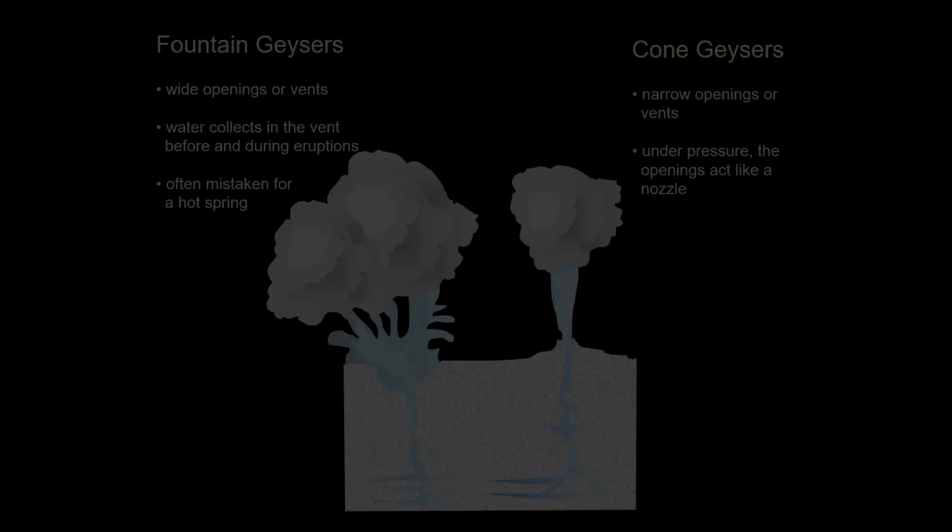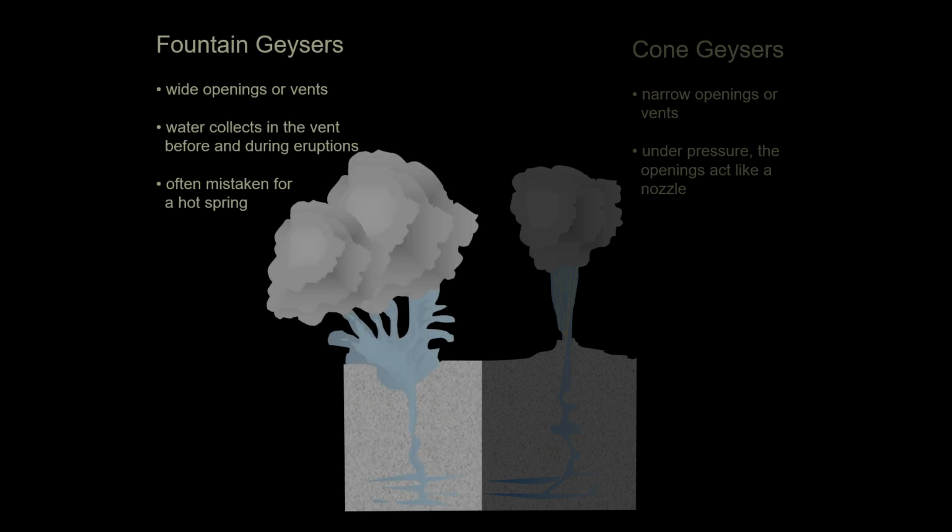And let me mention some types of geysers and types of eruptions. You might think that all geysers have similar types of eruptions, but they don't. There are actually two types of eruptions that we find in some of these geyser fields. The fountain geysers erupt from a wide opening or vent, so they look a lot like hot springs. Water collects in the vent before and during eruptions, often mistaken for a hot spring.